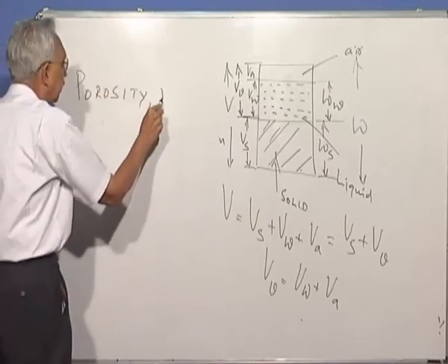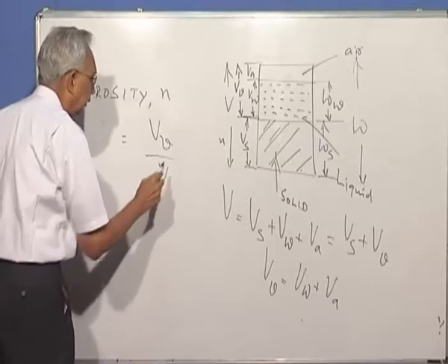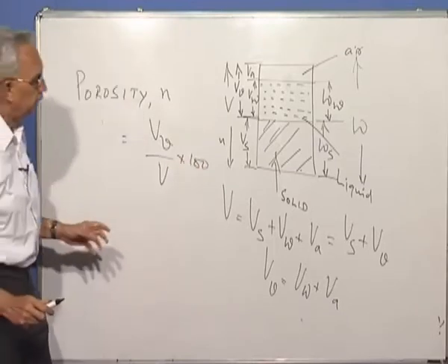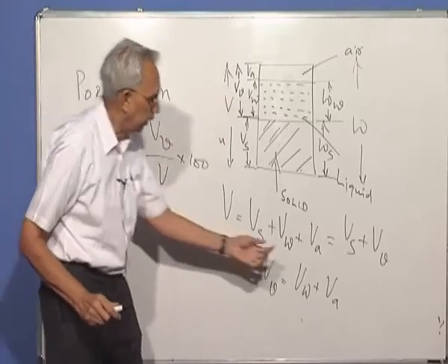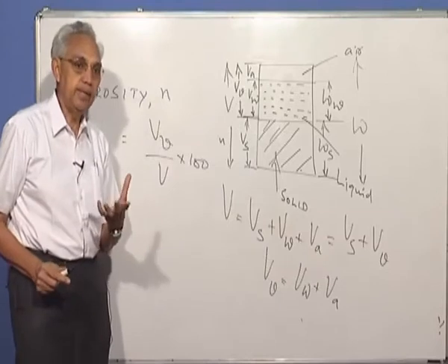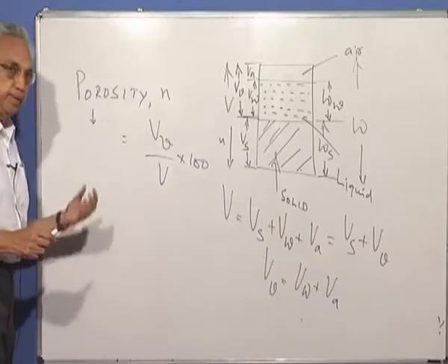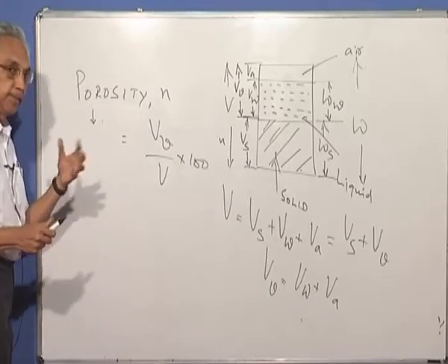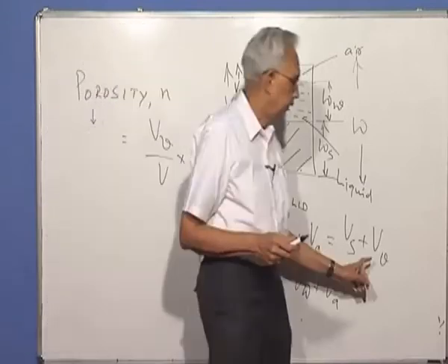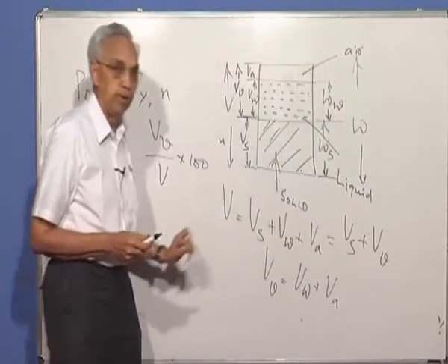We use the symbol N, which is nothing but volume of voids by the total volume, and usually we express it as a percent. What have you done? You have taken the volume of voids and divided by the total volume. It will tell you how porous the material is. Basically, this can be 10%, 20%, 30, 40, etc. and you get porosity. What is porosity? Volume of the voids in the soil divided by the total volume.